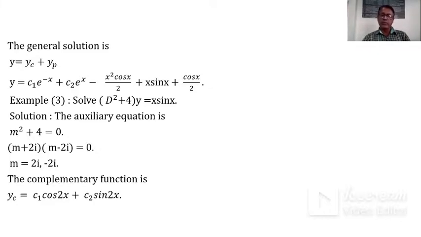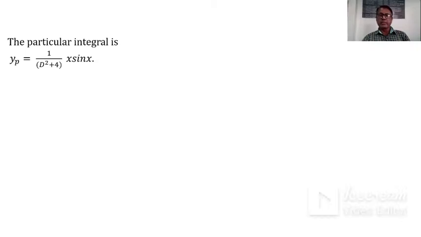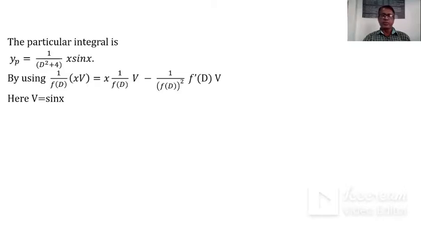We know how to write this yc. Now, yp is equal to 1 upon f of D operate on Q of x, means yp is equal to 1 upon d square plus 4 operate on x sin x. Here again, this is of the type x into v, where v is sin x. Therefore, using this result, we choose v is equal to sin x. Then we obtain yp is equal to x 1 upon d square plus 4, operate on sin x, minus 2d upon d square plus 4 whole square, operate on sin x.